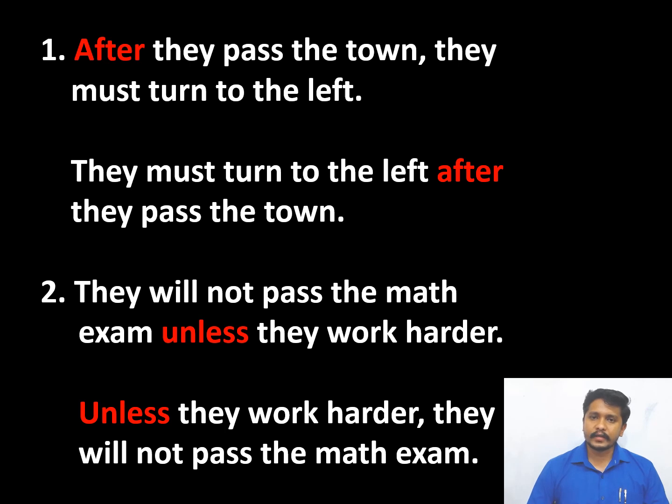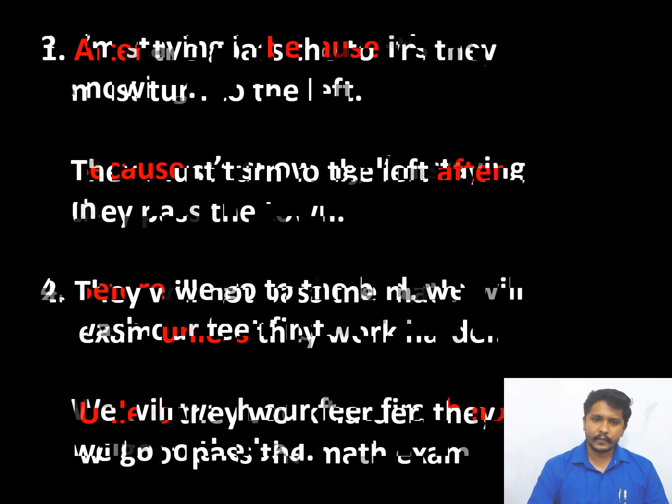Now the dependent clause came first and the conjunction also came first. Unless is a conjunction. Unless they work harder, it's not complete. So it is a dependent clause, comma, they will not pass the math exam. I hope you understood the idea behind the subordinating conjunction.